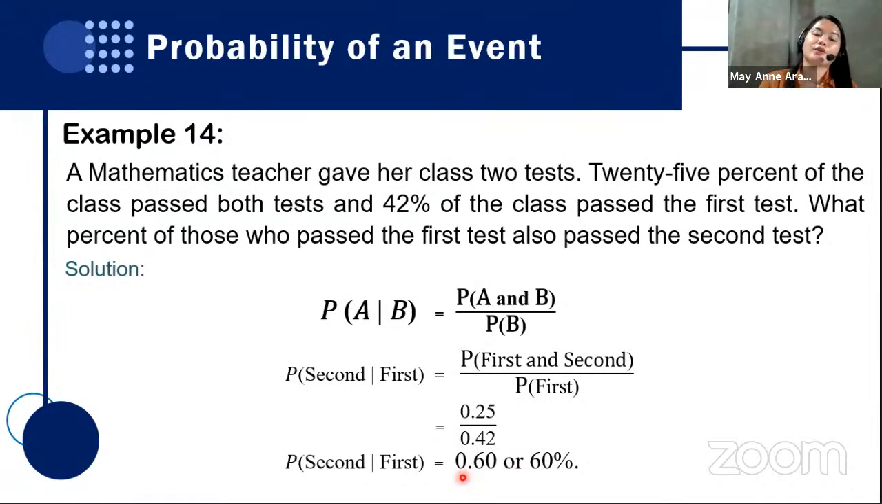Basta take note, yung probability dapat hindi mag-exceed sa 1. Lagi lang siyang less than 1 or exactly 1 yung probability. Take note of that. Hindi siya lalampas ng 100% or ng 1.